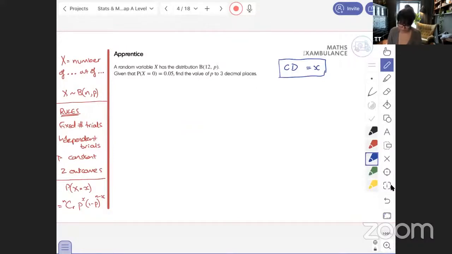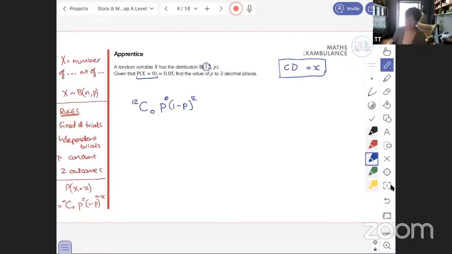It says the probability that X is 0. So how many trials are there? There are 12 trials. So we have got 12 choose 0, P to the 0, 1 minus P to the 12.